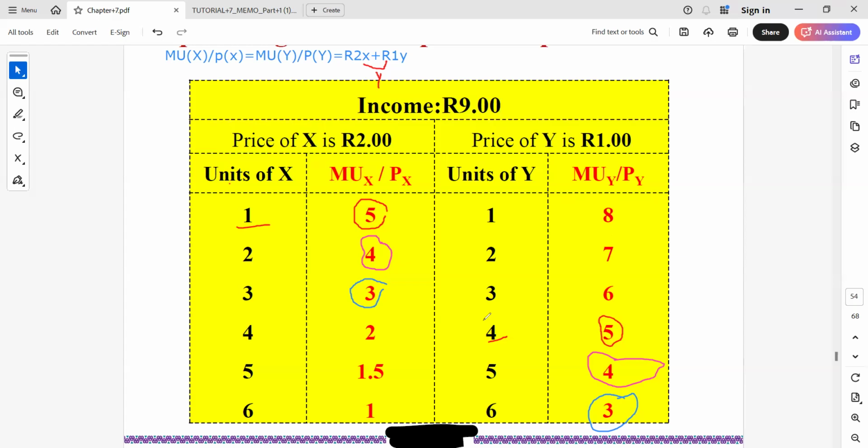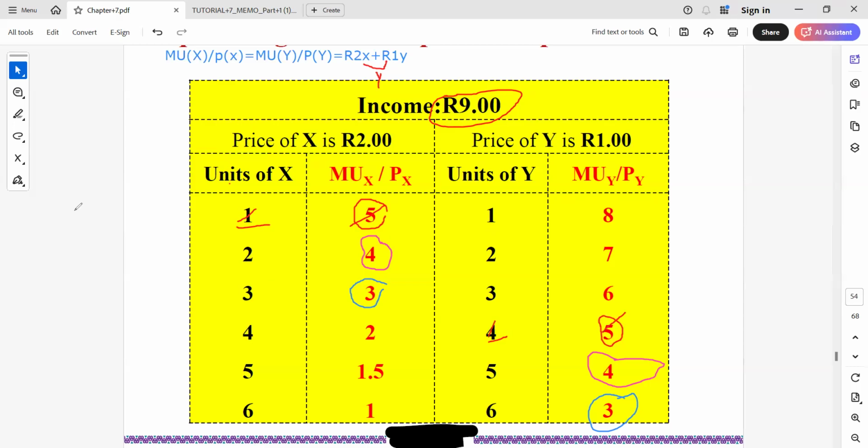Let's calculate. You say 1 times 2, you get 2 because the price is 2 rand. Then 4 times 1, which is 4. Then 2 plus 4, you get 6. So 6 is not correct, because it has to be equal to 9 rand, his income. So we move on to the next combination. I'm going to cancel this one. It does not satisfy the second condition, even though the first condition is satisfied.